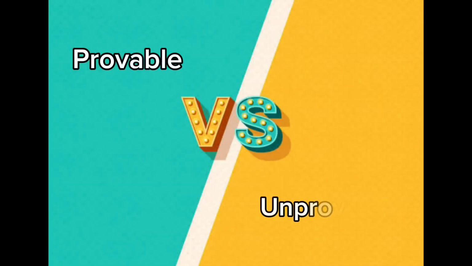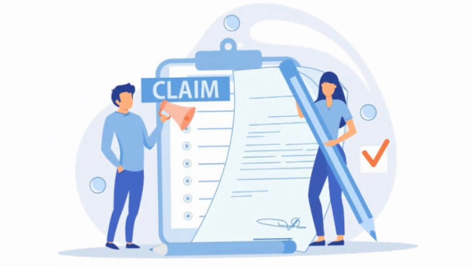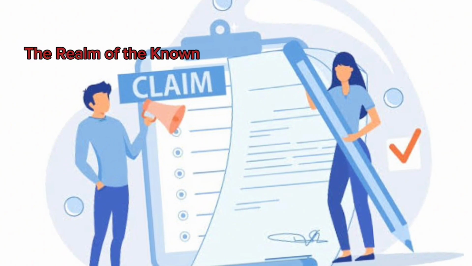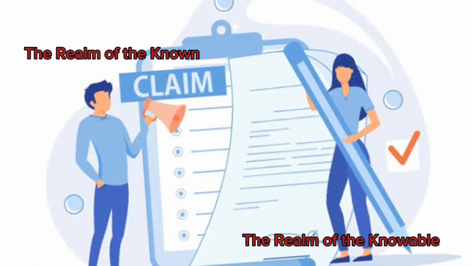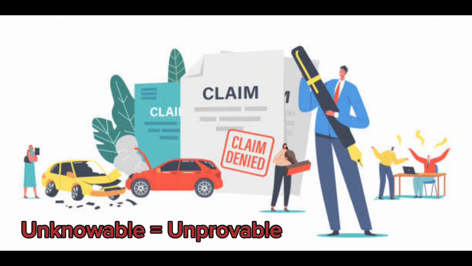Lastly, we will be tackling the difference between the provable and unprovable. The claims are considered provable if the claims are only in the realm of the known or knowable, whereas if the claim is unknowable, then it is unprovable. In other words, unprovable is unknowable, or the unknowable is unprovable.